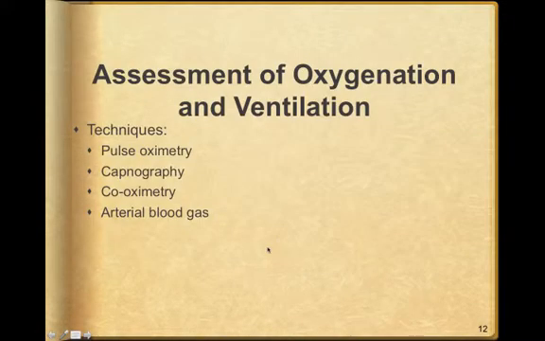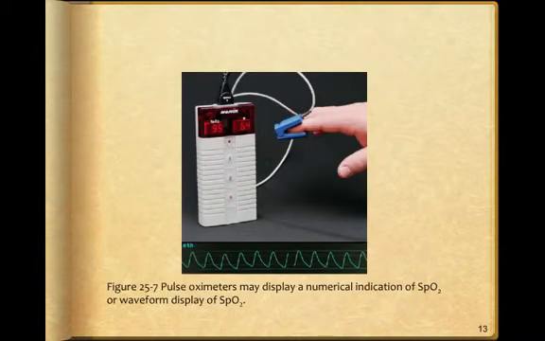Assessment of oxygenation and ventilation. Techniques that we have to perform this are pulse oximetry, capnography, co-oximetry, and arterial blood gases. Just a brief overview here really quick. Pulse oximetry may display a numerical indicator of SpO2 or a waveform display of SpO2. Both of them are listed here on this picture, and this is figure 25-7 in your book.